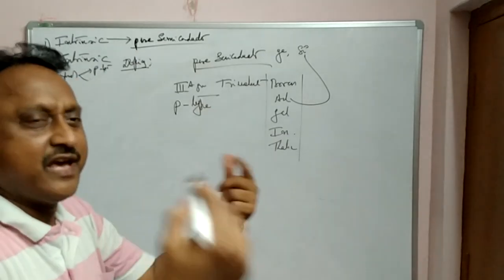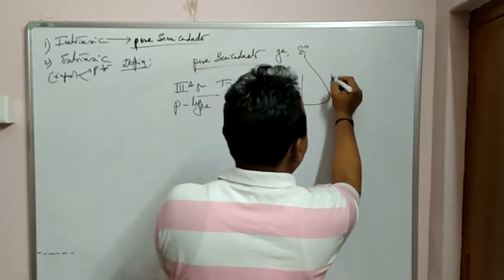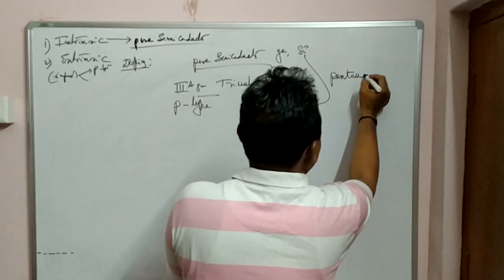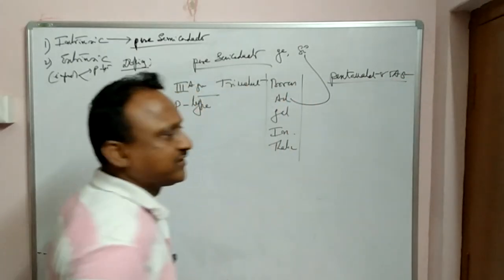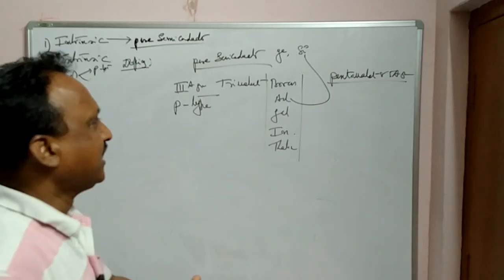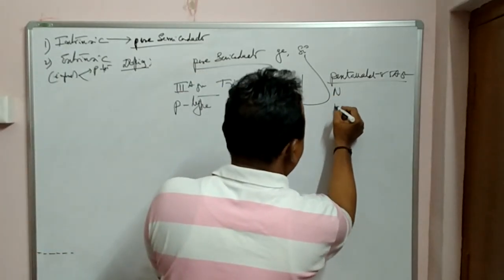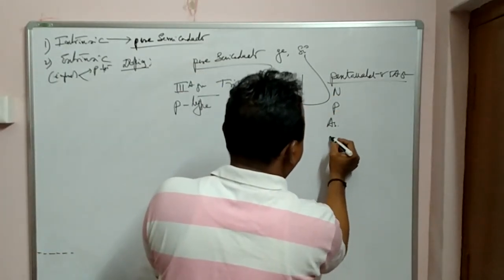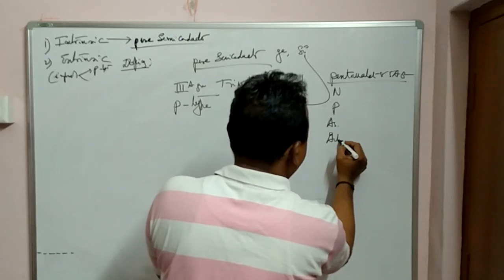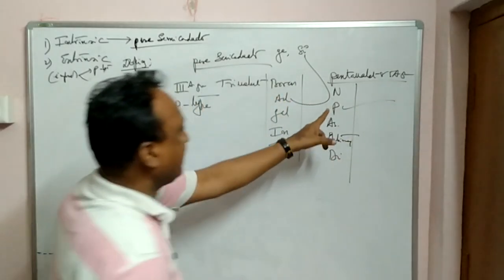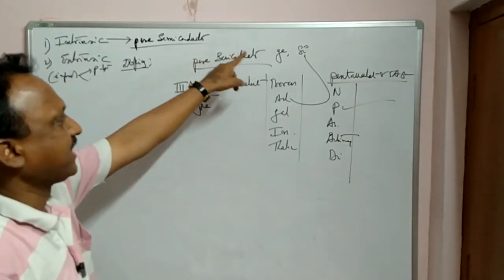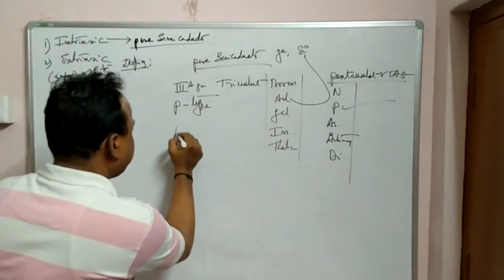If a 5A group element is added, pentavalent or fifth group elements like nitrogen, phosphorus, arsenic, antimony, bismuth, are taken and added into a pure semiconductor like germanium or silicon, then it is called N type.